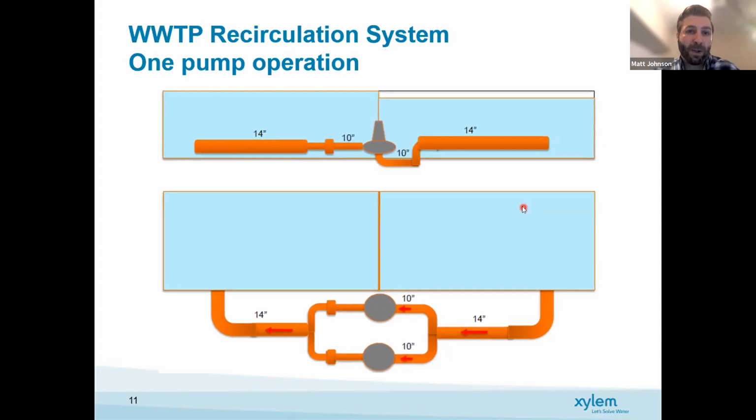Now, let's say you turn both pumps on together. Now that flow is splitting between the 2 10-inch lines. You have less volume going through each of those. And so you have less friction loss in these smaller sections of pipe.